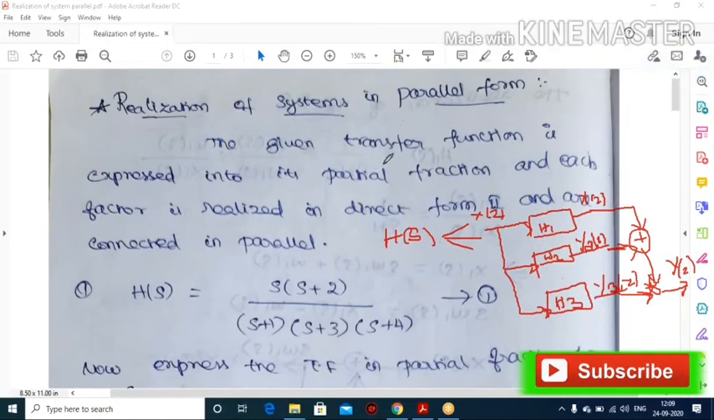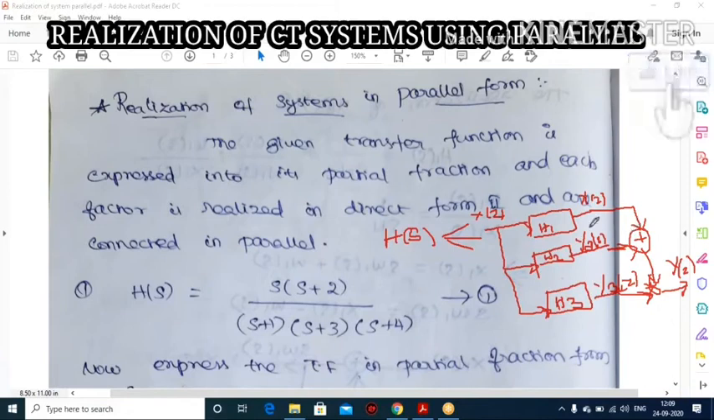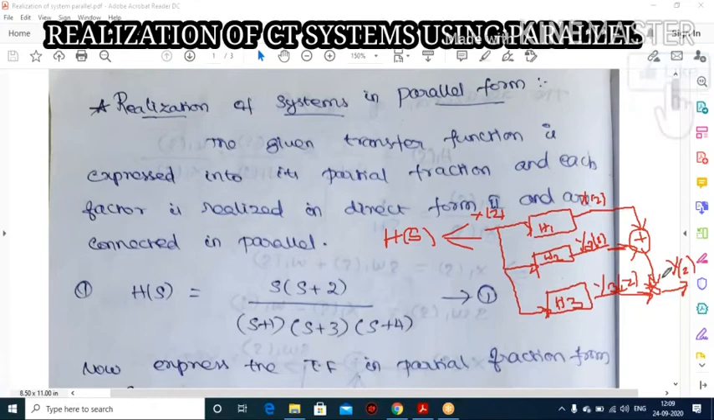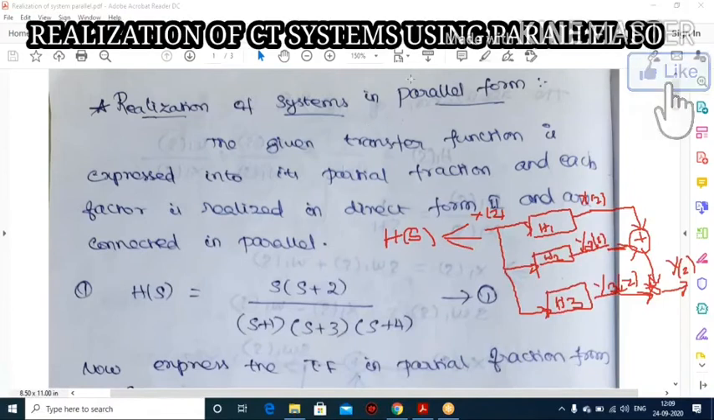So first, the given transfer function is expressed using the partial fraction method, and each factor, H1, H2, H3, and so on, is realized in direct form 2. We follow the same procedure that you followed in direct form 2 here also. But finally, you arrange your blocks in parallel form. Input should be common for all the sub blocks, and the final output is taken from the addition of all the outputs, the combined output. That is the rule of parallel form structure. Am I clear? This is the basic concept of realization of a system in parallel form.